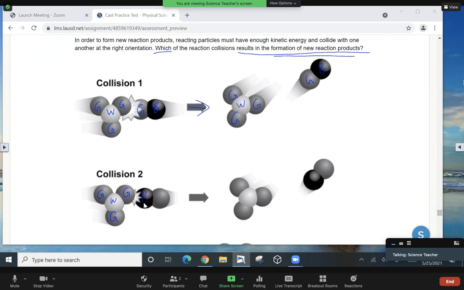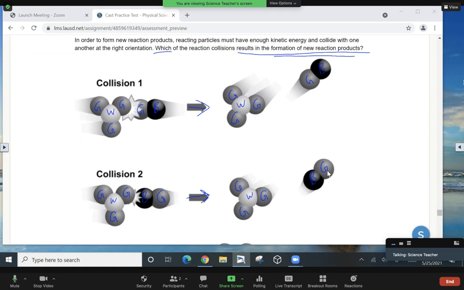And then we see gray, gray, white, gray. Then we have this black, gray one. And we look over here on the other side of the equal sign. And what do we get? We still get gray, white, gray, gray. And we still have this black, gray one. So by process of elimination, it's not collision 1 or 2. So it could be 3 or it's absolutely none of them.